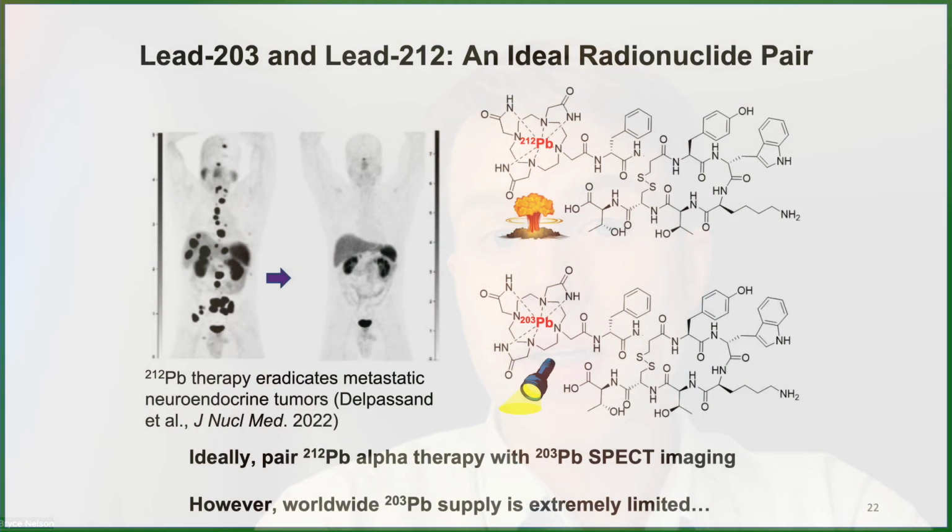So a more recent isotope that we've investigated is making lead-203 for imaging alongside lead-212 alpha therapy. So you can see here, this patient had metastatic neuroendocrine tumors around the body. And I'd like to highlight, again, these patients, they failed all other conventional treatments. So this really is, in some cases, their last chance. And after lead-212 DOTAMATATE therapy, it nearly completely removed the tumor burden from the patient.